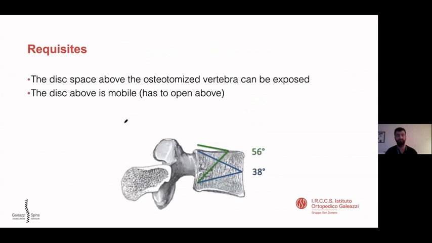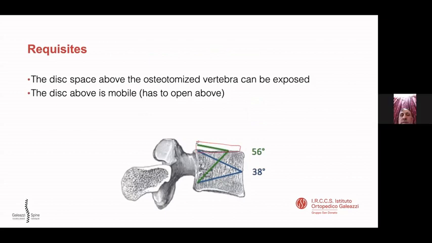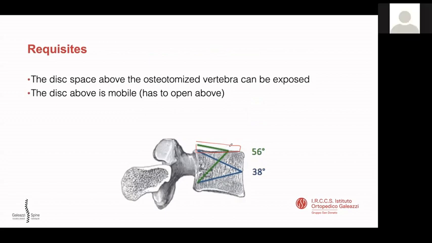So what are the requirements to do a corner PSO? First, the disc space above the osteotomy must be mobilizable, because by making a short osteotomy, you need the upper vertebra to hinge on this part of the anterior annulus. So it's going to behave as a posteriorly closing, anteriorly opening osteotomy. You need mobility in this disc.